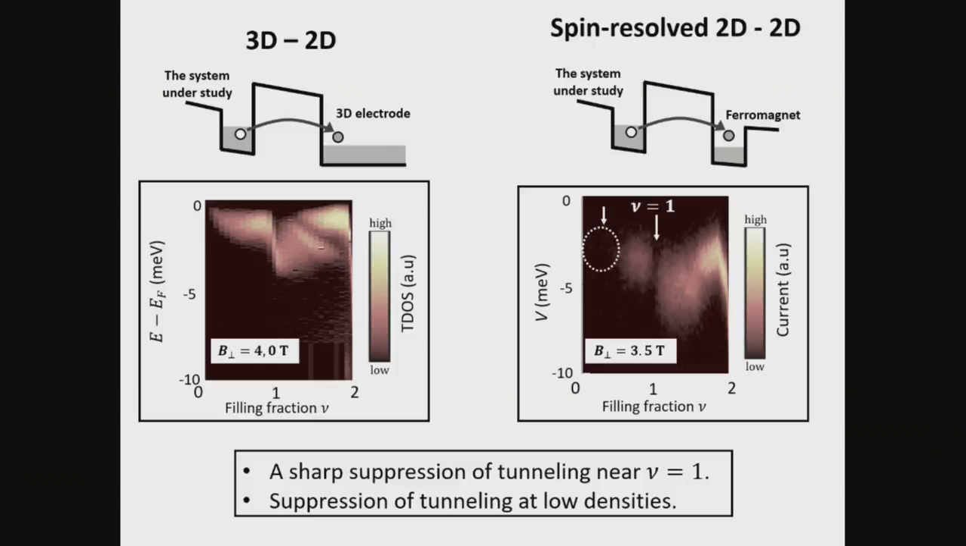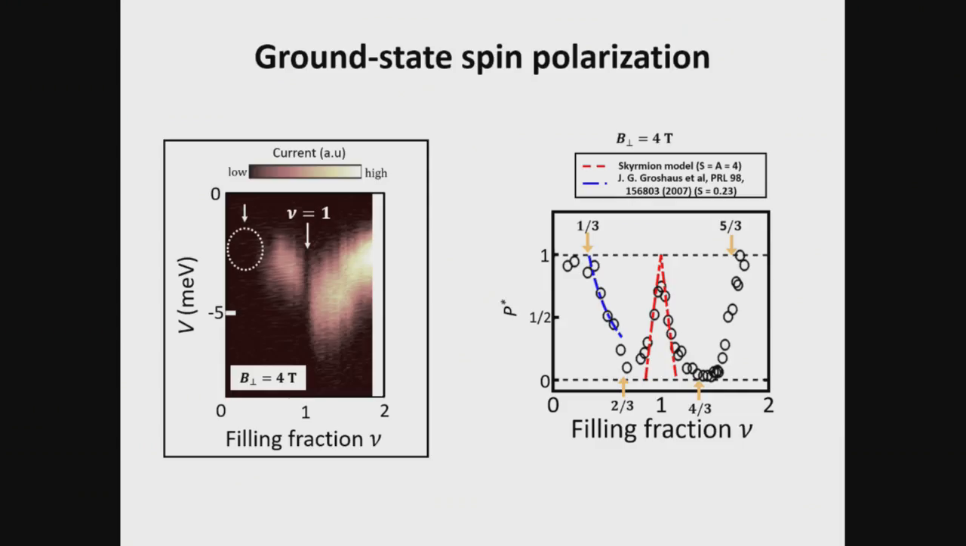So the suppression of the tunneling current indicates the system under study is up-spin polarized. From this spin-resolved 2D-to-2D spectrum, you can extract the ground state spin polarization. And as I said earlier, spin polarization is determined from the integrated tunneling current. For example, at filling factor 1, I have almost zero current, which gives the largest value of the spin polarization.